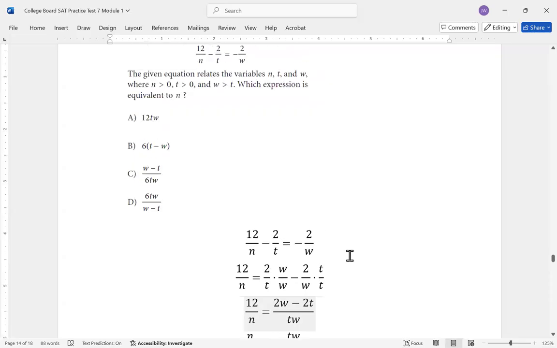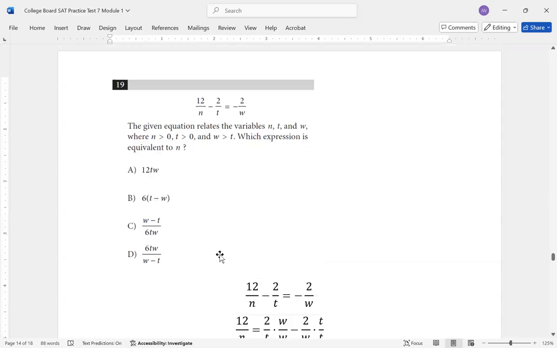And I go back and look at my answers. The answer that matches up with mine is option D. So D is the correct answer: 6TW divided by the quantity W minus T. So D is the correct answer to question 19.